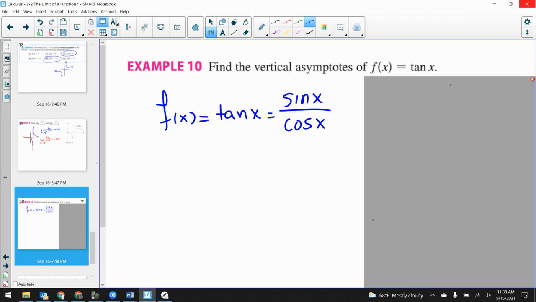Okay, where is this function undefined then? Whenever cosine of x equals what? Equals 0. What values along the unit circle give us an x value of 0? Think about the unit circle. Ooh, that's a pretty good circle. What angles give me the x value of 0?